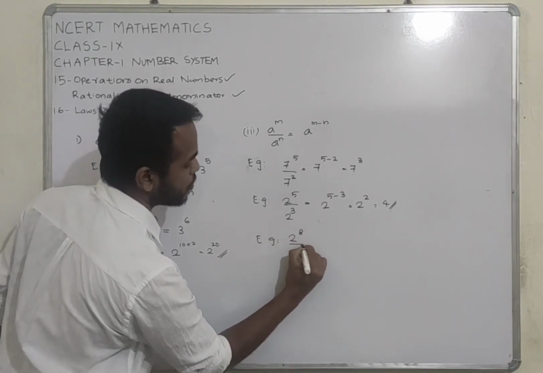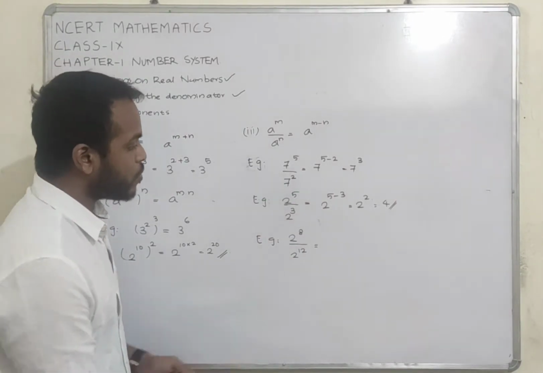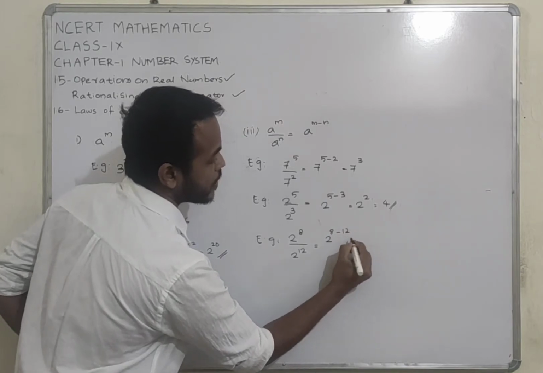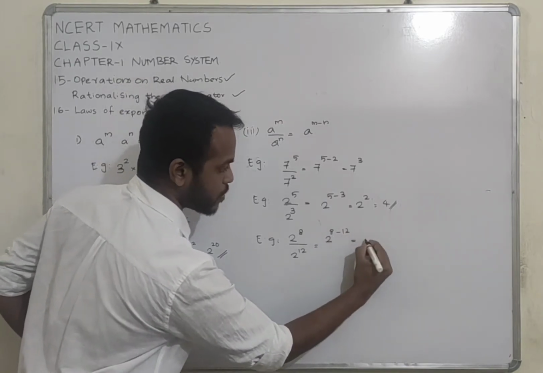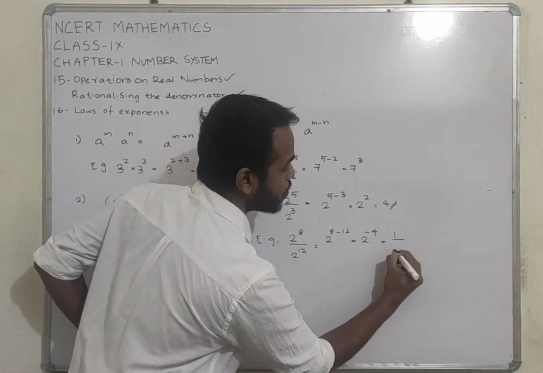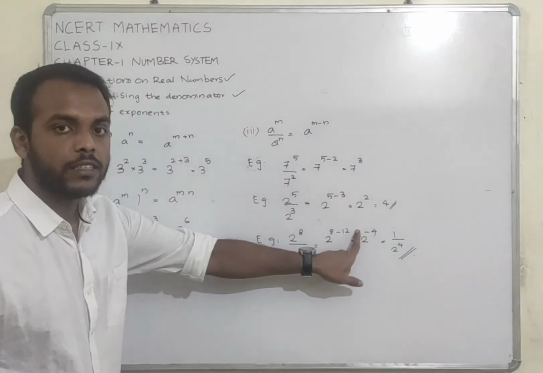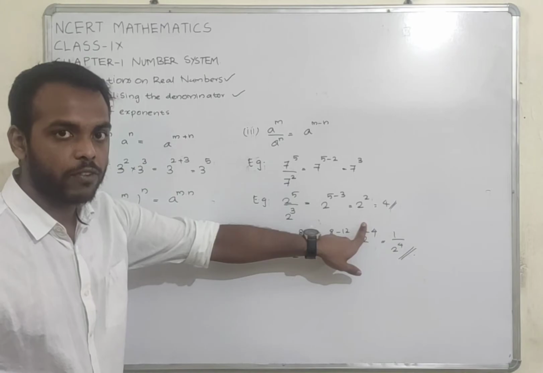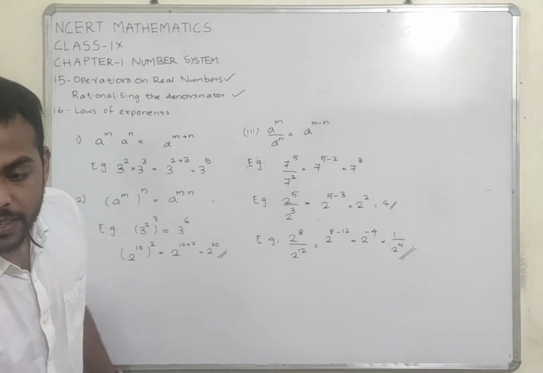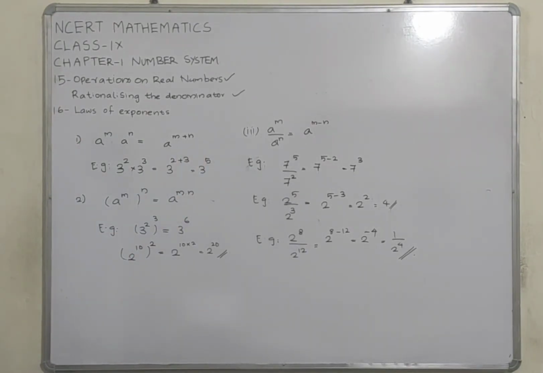Now, last example. 2 raised to 8 by 2 raised to 12. Don't get confused. No problem. Just do the same process. 2 raised to 8 minus 12. 8 minus 12 is minus 4. That is 2 raised to minus 4. And this can be written as 1 by 2 raised to 4. If the power is negative 4, this can be taken into the denominator. We will see this clearly in the next identity. I hope this is clear up to here. Now the fourth one.